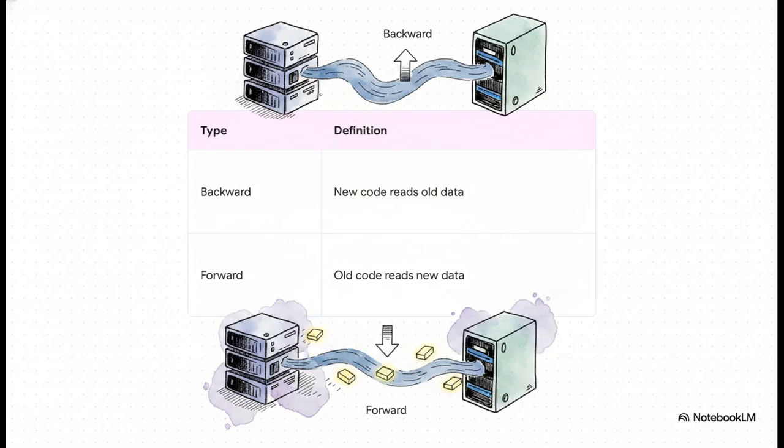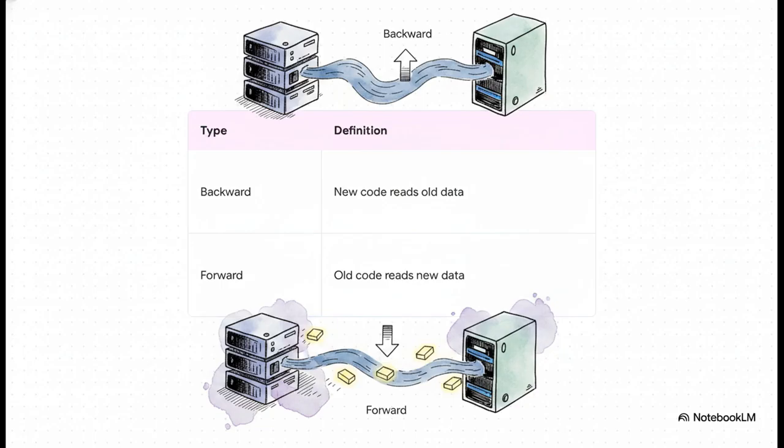First up is backward compatibility. This means your brand new code might be able to seamlessly read data that was written by an older version of your code. Practically speaking, if your new code expects a new field that the old data just doesn't have, your new code has to be engineered to use sensible default values.